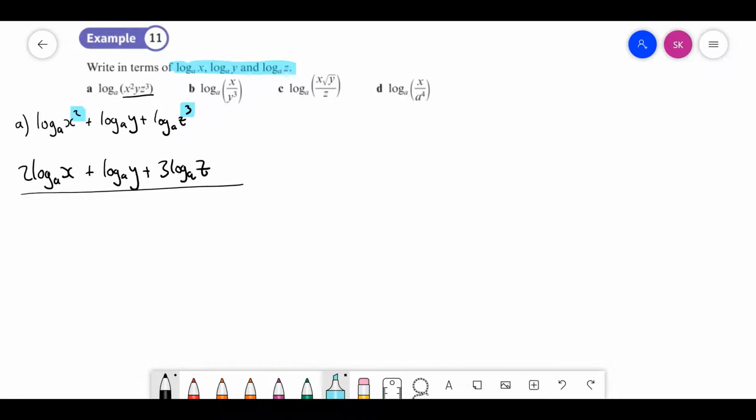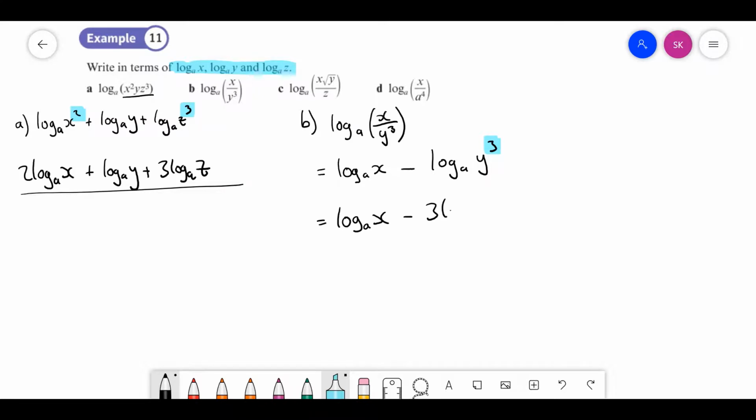Part B, I'm going to write log base a of x over y cubed. Now, as you can see, the first thing we're going to deal with is the division law, but then ultimately we're going to have to deal with this power at some point. So let's simplify this first using the division law. So log base a of x minus log base a of y cubed, and then I'm going to bring the power down using the power law. And that's my answer there.